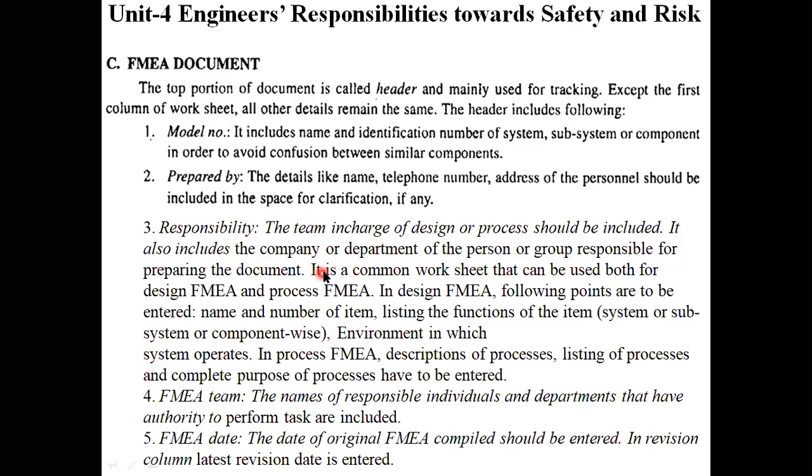It also includes the company or department of the person or group responsible for preparing the document. It is a common worksheet that can be used both for the design FMEA and the process FMEA. In design FMEA, the following points are to be entered: name and number of item, listing the functions of the item, that is each and every function of the item, system or subsystem or component wise, and the environment in which the system operates. In process FMEA, descriptions of process, listing of processes, and complete purpose of processes have to be entered.